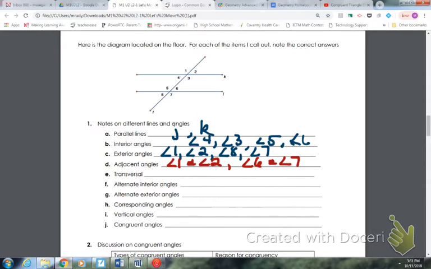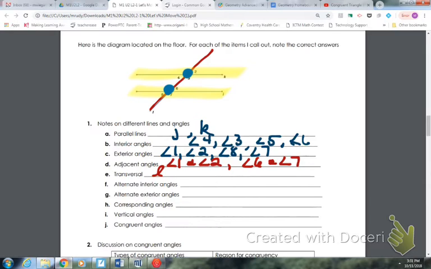Okay, now, transversal is my next word. A transversal is a line that intersects two or more lines at different points. So you can see in this particular picture, line L, which is this one here, is my transversal. It intersects lines J and K at 2 different points, one here and one there.